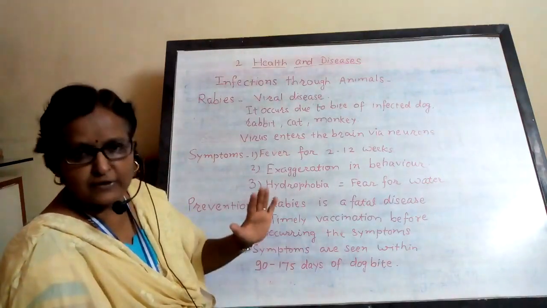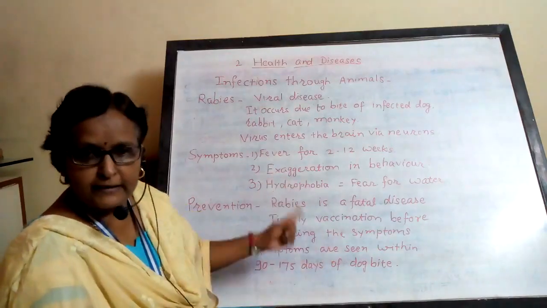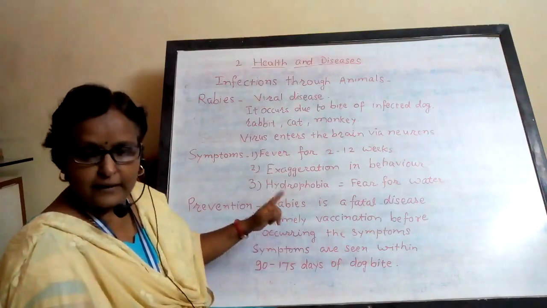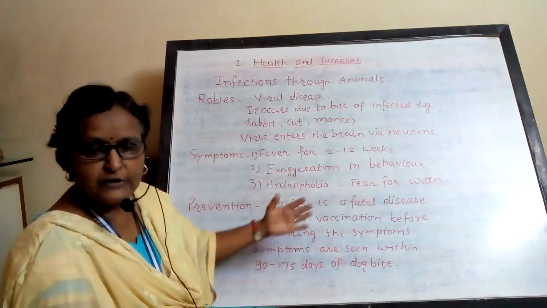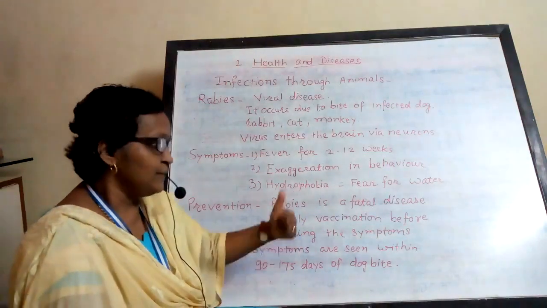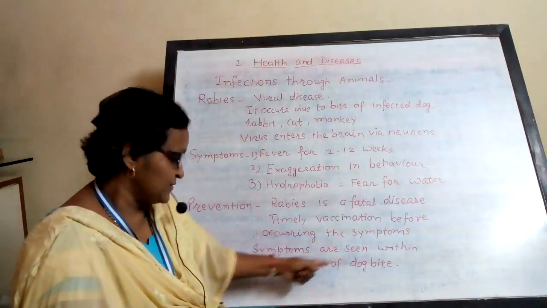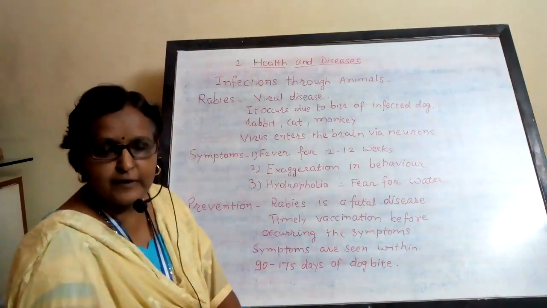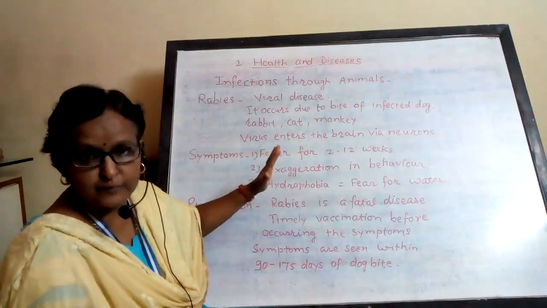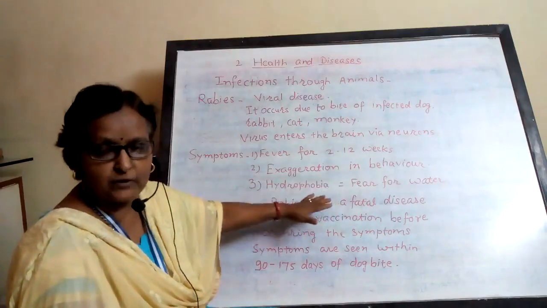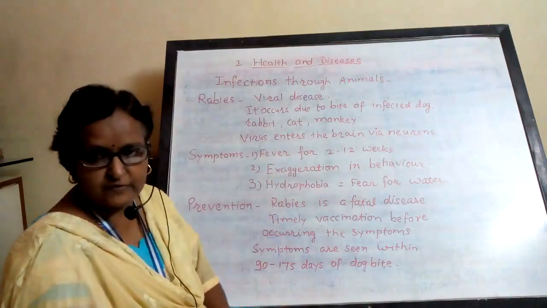So immediately after the bite of the infected animal, we should go to the doctor and take the proper vaccine. That is the main thing. Before the symptoms of that disease occur, we should take the vaccine. Timely vaccination before occurring of symptoms, and these symptoms are seen within 90 to 175 days. So up till 90 days we cannot have symptoms. So immediately after bite of the dog, we should take the vaccine. That is the proper prevention of this disease.